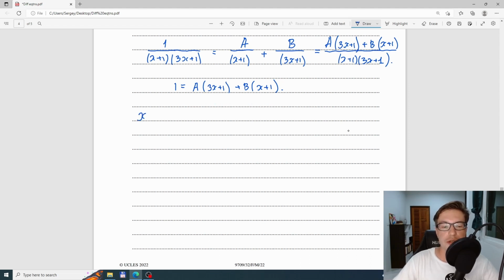And that will be x equals minus 1. Why? Because x equals minus 1 will turn x plus 1 into 0. And I will only have 1 equals a times 3 times minus 1 plus 1. That will be minus 2. And that gives me a equals minus a half. Now, what number will turn 3x plus 1 into 0? That is minus a third.